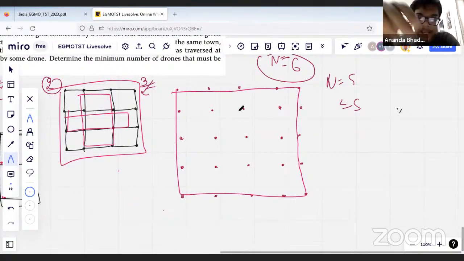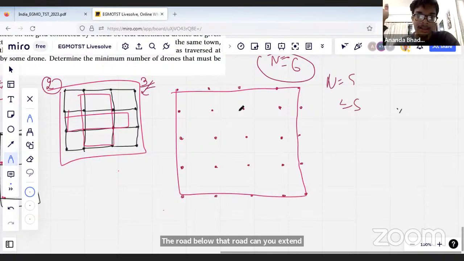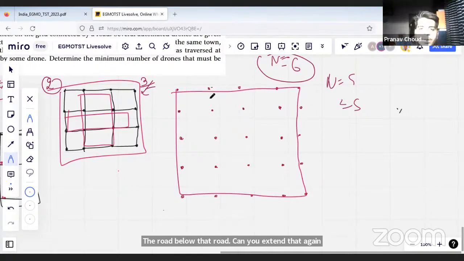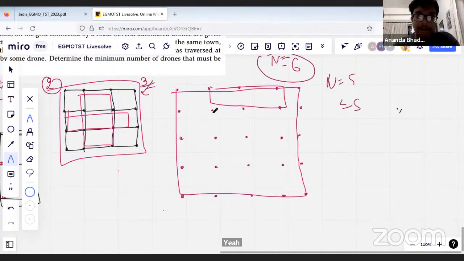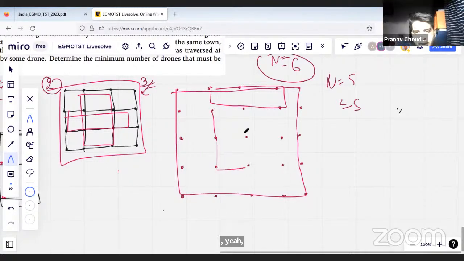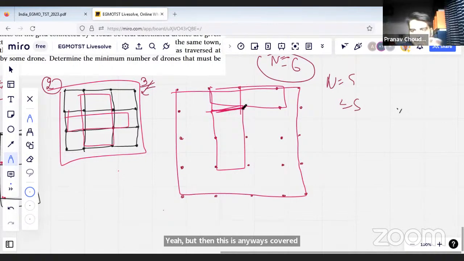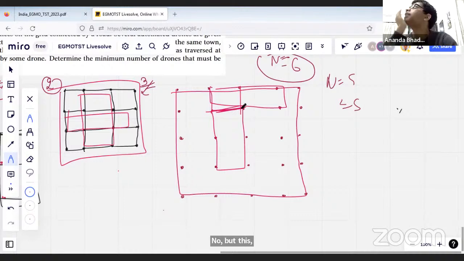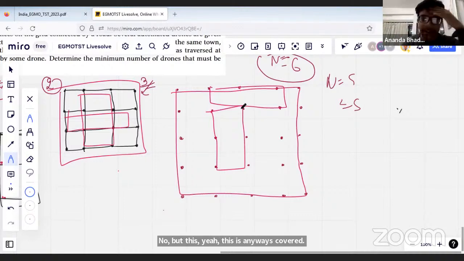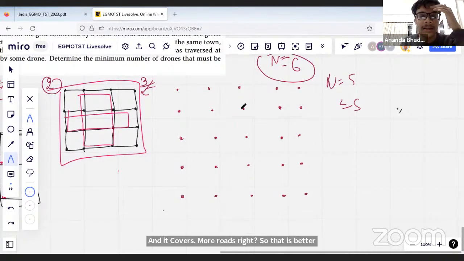Yeah, but again, look at that case: what covers the road below that road? Can you extend that again? Like you had this case, but if you extend this, you would have some road here. What covers this thing? You extend this as well. But then this is anyways covered, and it covers more roads, right? So that is better. No, but there might be other cases. Let's see if this is true.